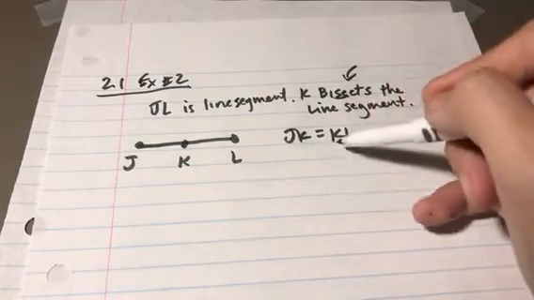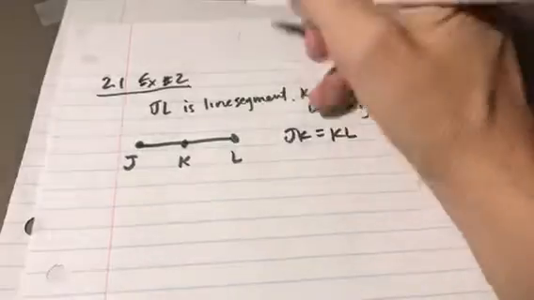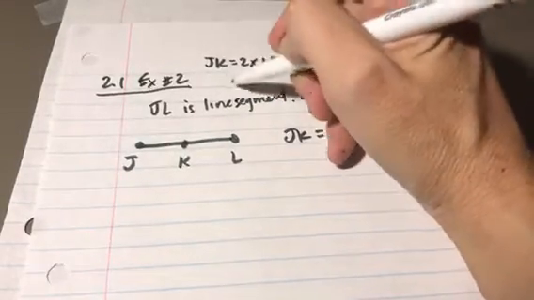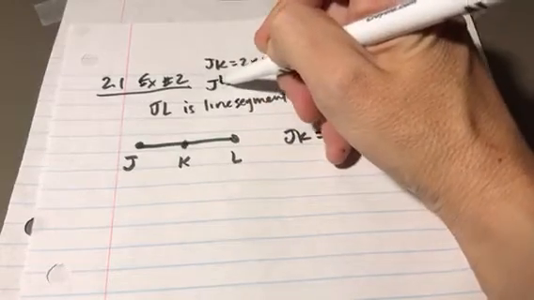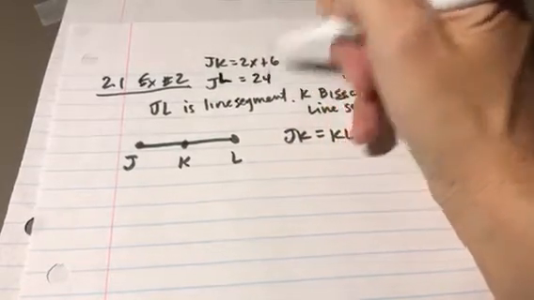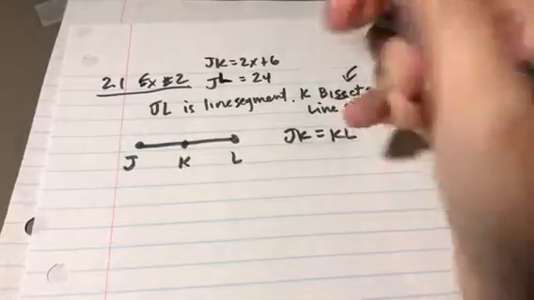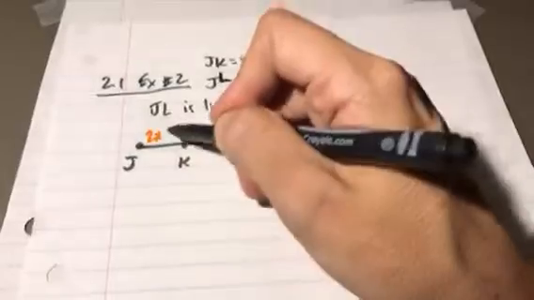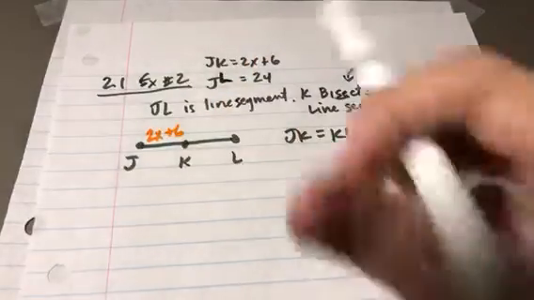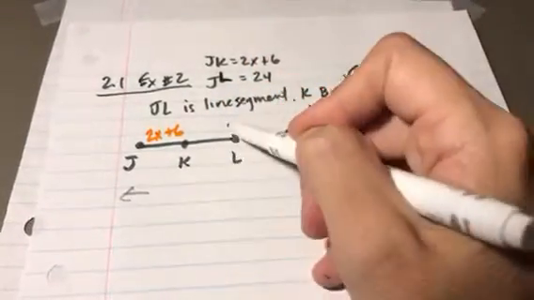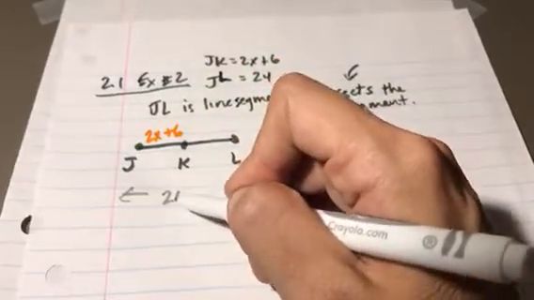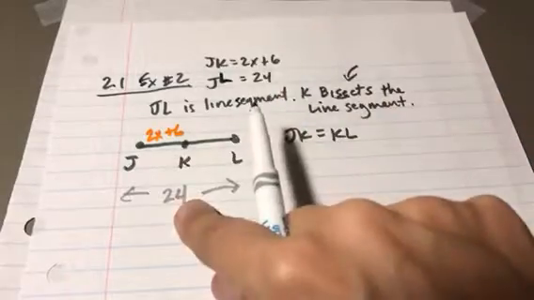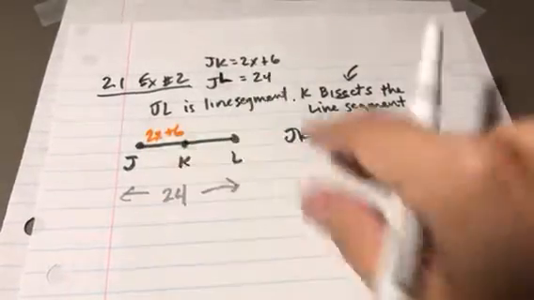Now the problem here, though, is imagine that the problem sets up by saying JK is 2x plus 6 and JL is 24. So you go back to your picture and you start labeling these things. So JK is 2x plus 6 and JL, wait a minute, it's different than the last one. JL, the whole thing, is 24. So in a way, I know that that's 12 and that's 12.